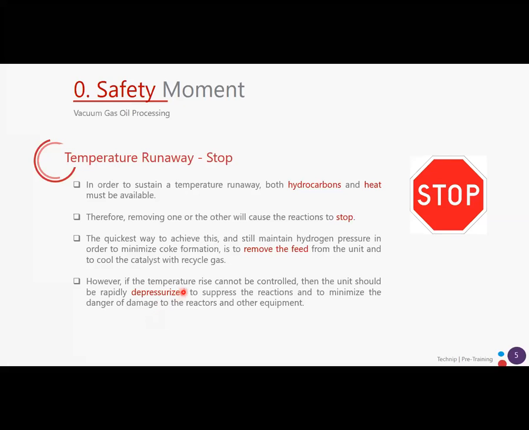However, if this temperature rise cannot be controlled, the unit should be rapidly depressurized to suppress the reaction and to minimize the danger of damage to the reactor and other equipment.